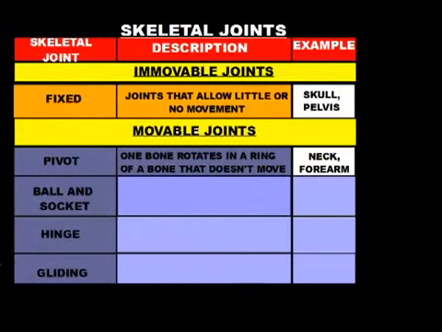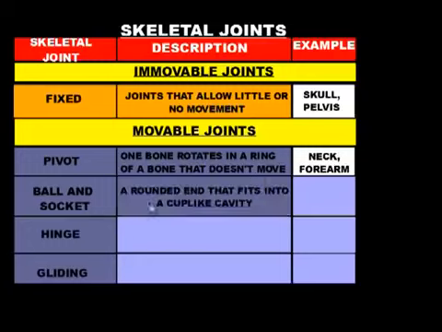The next type of joint we're going to discuss is called a ball and socket joint. A ball and socket joint is where a bone has a rounded end that fits into a cup-like cavity. So the rounded end would be the ball, and the cup-like cavity would be the socket. There are two places where we have ball and socket joints: in our shoulders and in our hips.